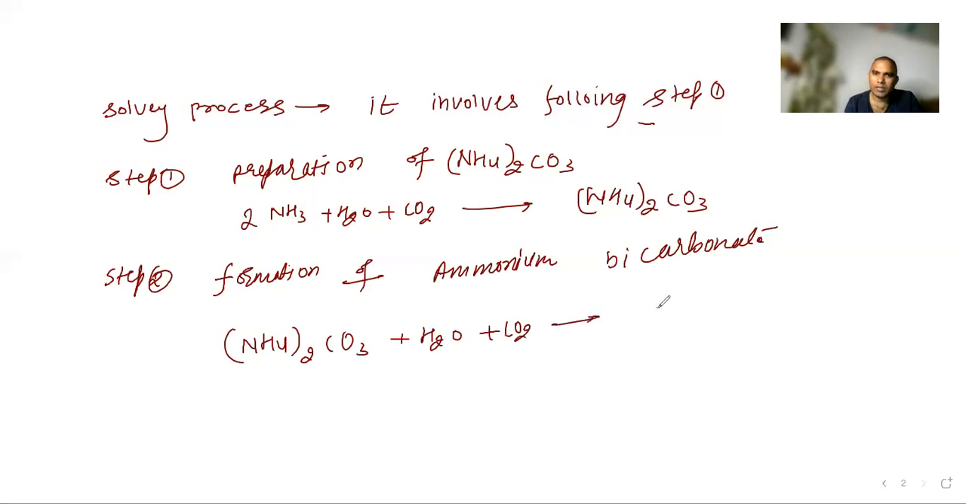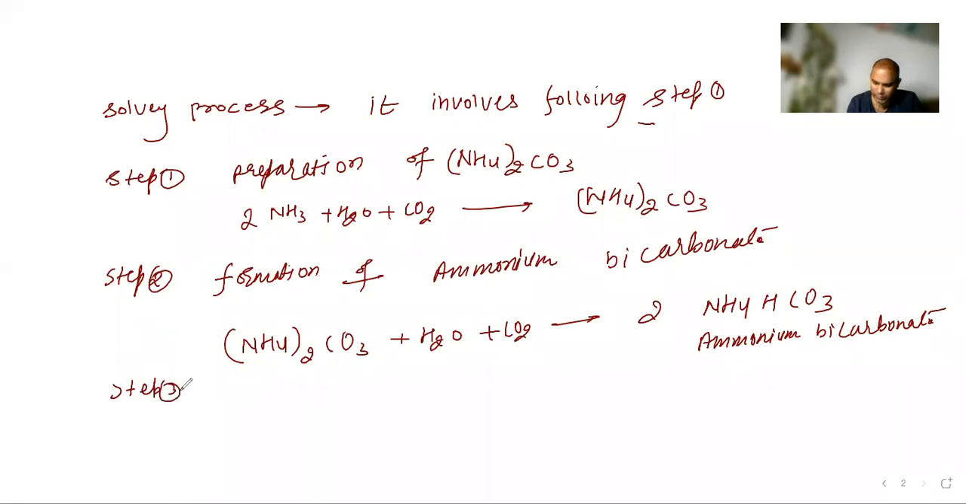So it gives two molecules of NH4HCO3. This compound is ammonium bicarbonate. With the help of ammonium bicarbonate, the third step is going to be prepared, that is sodium bicarbonate. With the help of this one, you prepare sodium bicarbonate. So formation of sodium bicarbonate.